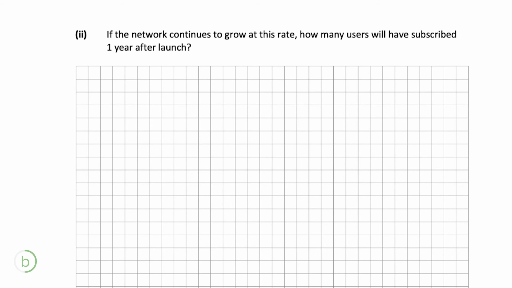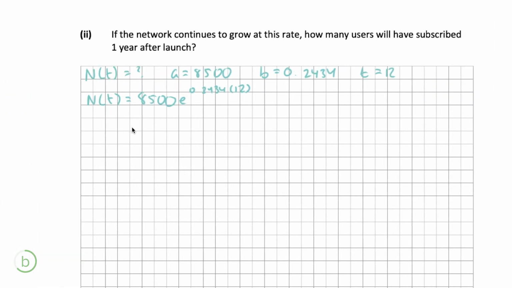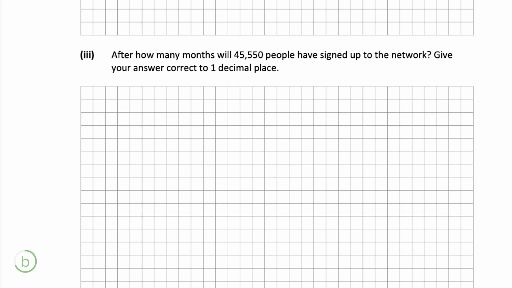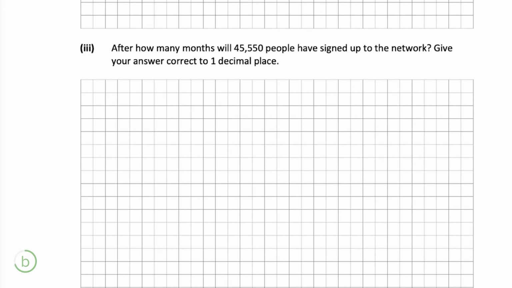Now part 2 says, if the network continues to grow at this rate, how many users will have subscribed 1 year after the launch? Okay, so in this case, we want to find N(t). We know that A = 8,500. We know that B is equal to the 0.2434 that we just found. And t will be equal to 12. So subbing all of that into the equation. And now we can simply put all of that into the calculator. And rounding it to the nearest whole number, you get a value for N(t) = 157,727.